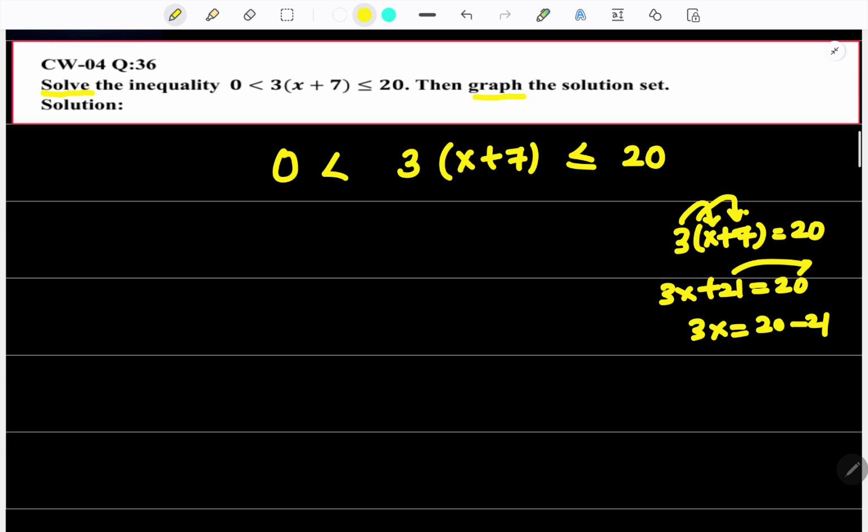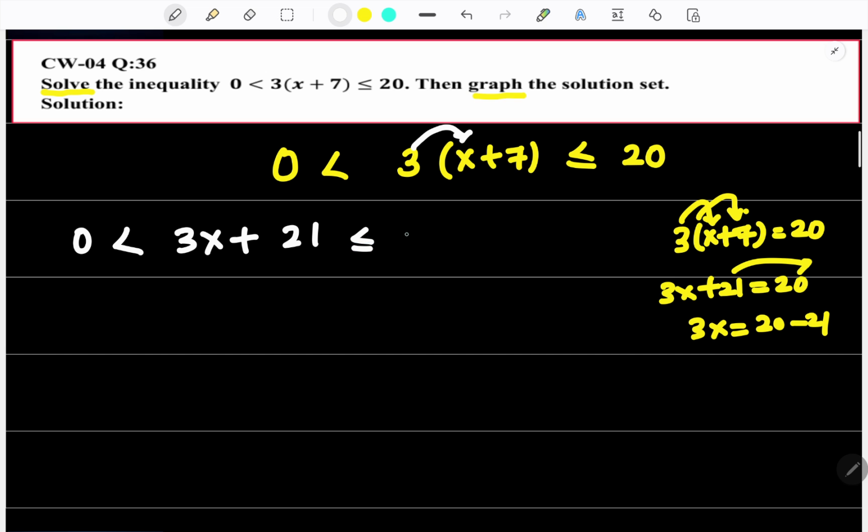The same idea I'm going to follow. 0 less than this, 3 multiply. There is an easy way also, I can divide by 3 also. But in general, what we did in linear equation in the previous exercise 1.4, the same idea you follow. So 3 times x plus 3 times 7 is what? 21, right? So this is less than or equal to what? 20, right? Clear all of you?